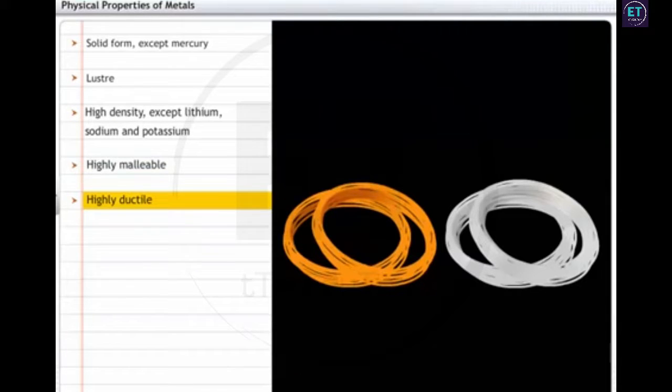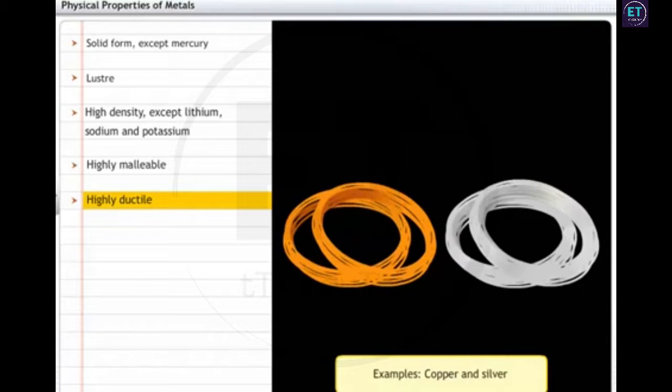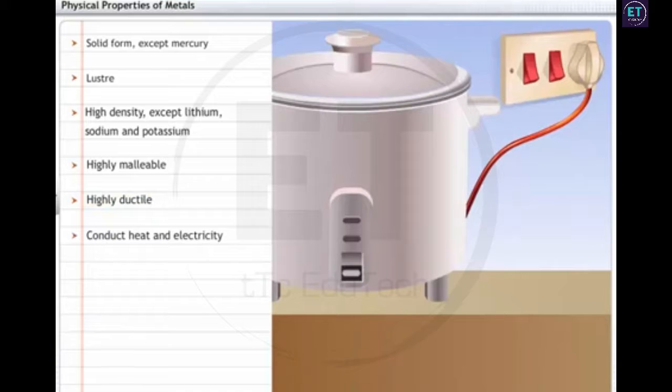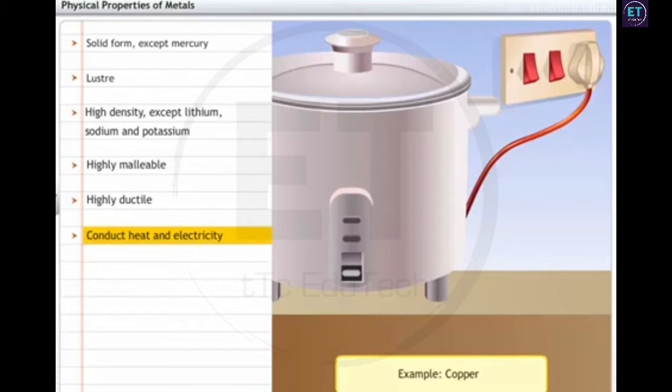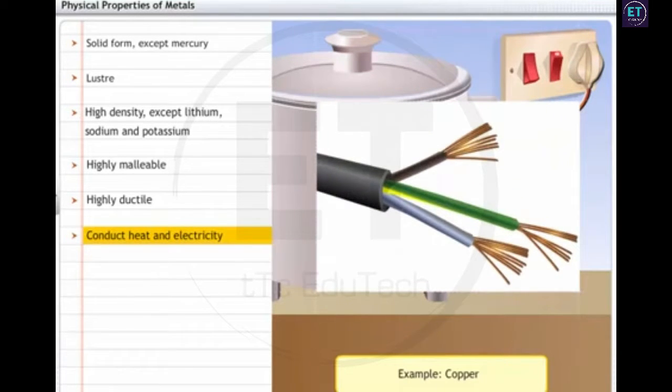Metals are highly ductile and can be drawn into wires. For example, copper and silver can be drawn into thin wires. Metals are good conductors of heat and electricity. Copper wires are commonly used in electrical cables because of this property.